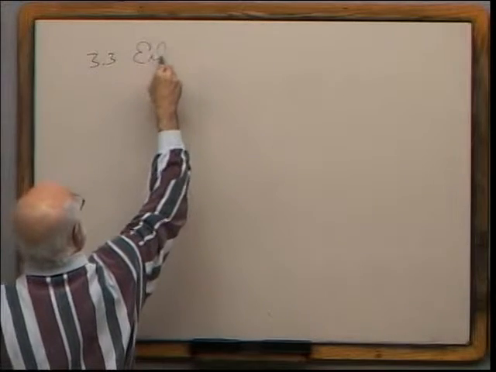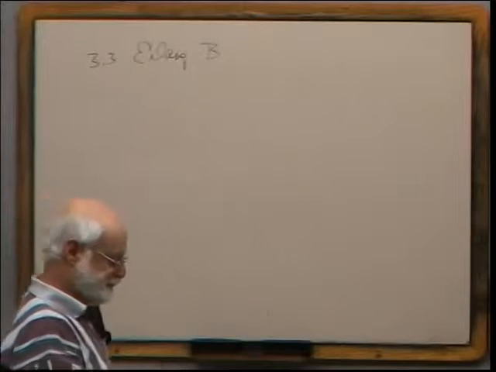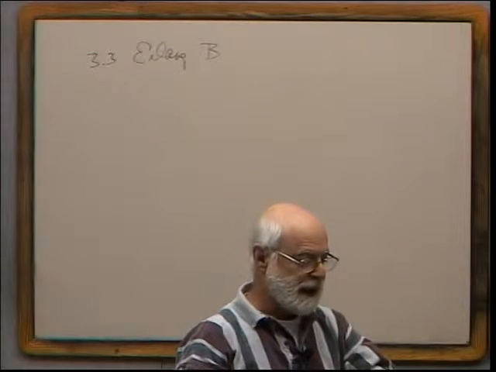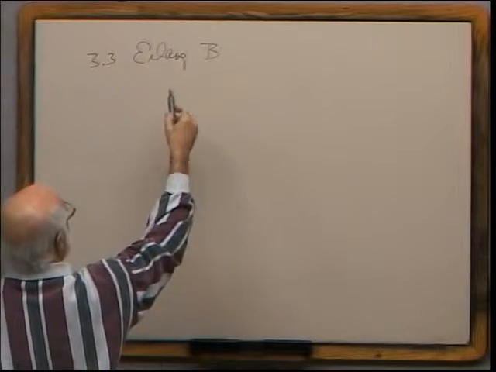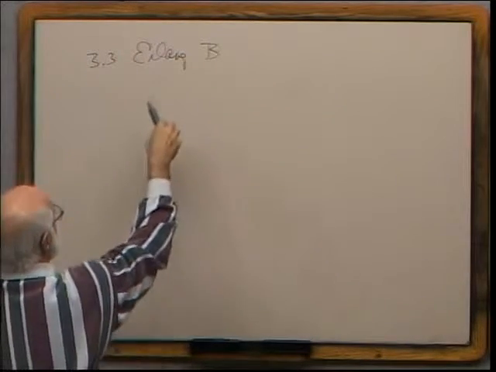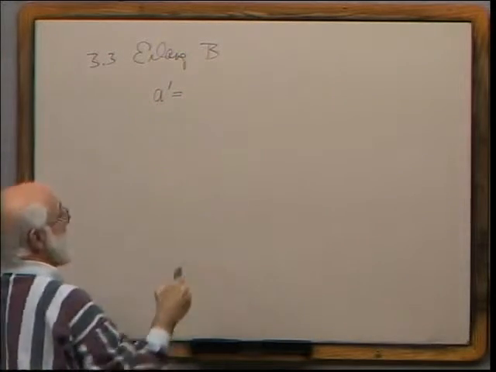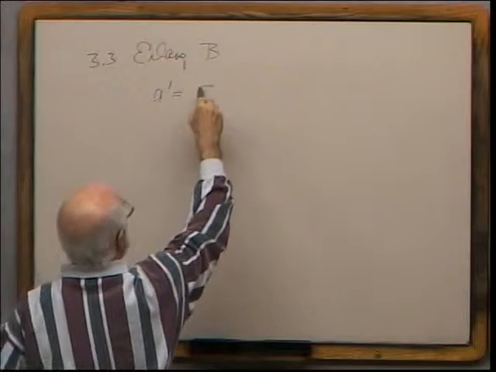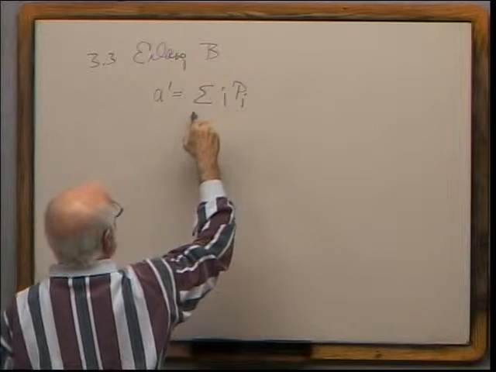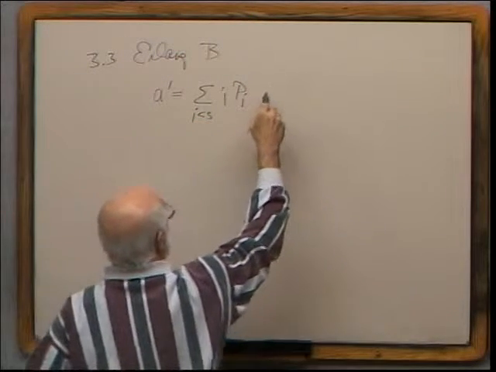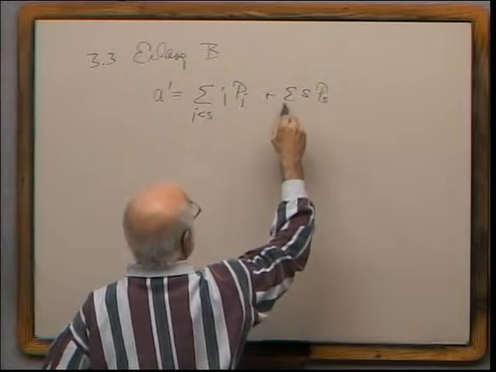The Erlang B system, or Erlang loss system. I'll just write Erlang B. Before we got to that, we had defined some things. We had defined the carried load. The carried load is the average number of busy servers. So it's the summation of j p_j when j is less than s, plus the summation of s p_j when j is not less than s.